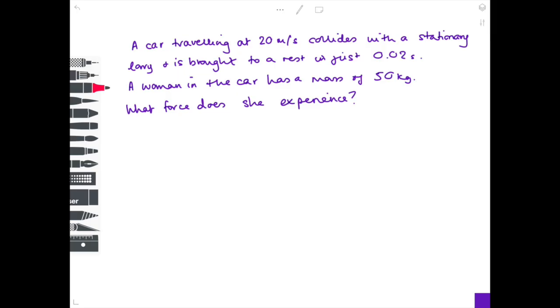A car travelling at 20 meters per second collides with a stationary lorry and is brought to a rest in just 0.02 seconds. A woman in the car has a mass of 50 kilograms. What force does she experience? And we need a different equation this time, which is that force equals change in momentum over time.